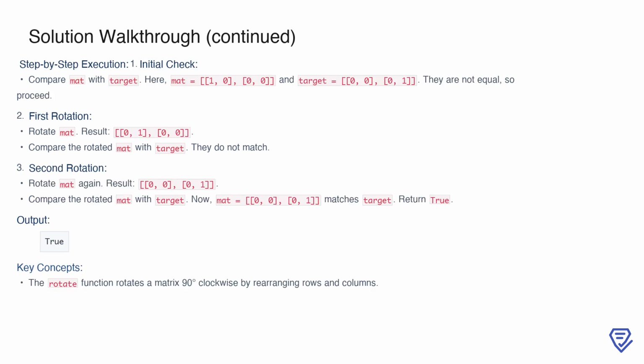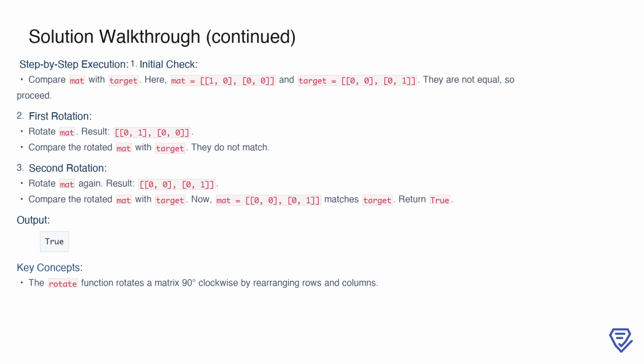In this example, we begin with mat equals 1, 0, 0, 0, and target equals 0, 0, 0, 1. A comparison shows that they are not equal, so we move forward. First, we rotate mat by 90 degrees clockwise, resulting in 0, 1, 0, 0. Comparing this rotated matrix with target, there is no match.